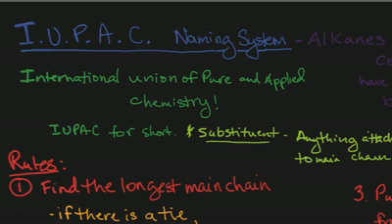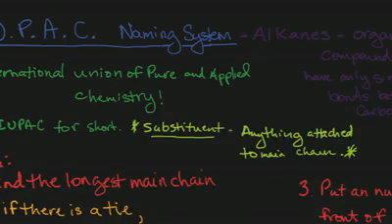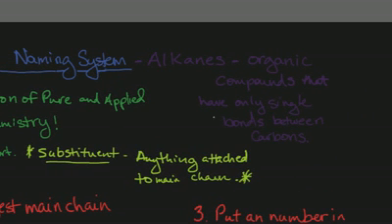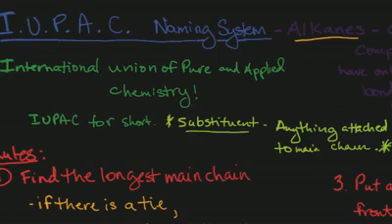Today we're going to be looking at the concepts of the IUPAC naming system. IUPAC stands for International Union of Pure and Applied Chemistry, and that's quite a mouthful, so we use IUPAC for short. Basically what we're going to look at today are alkanes, and just in case you don't remember what alkanes are, they're organic compounds that have only single bonds between the carbons. There's no double carbon-carbon bond or triple carbon-carbon bond.